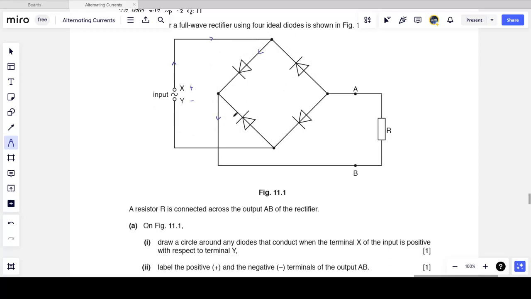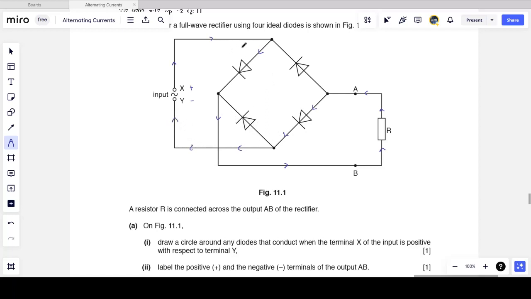It's then going to come out of the bridge and then pass through the resistor from the bottom to the top, past point A, and now it's going to have to choose. So it's not going to go back the way it came, because again, that's going to be a loop that's never ending, infinite energy. So it's now going to go through this diode on the bottom right, and then it's going to find its way back to the negative terminal Y.